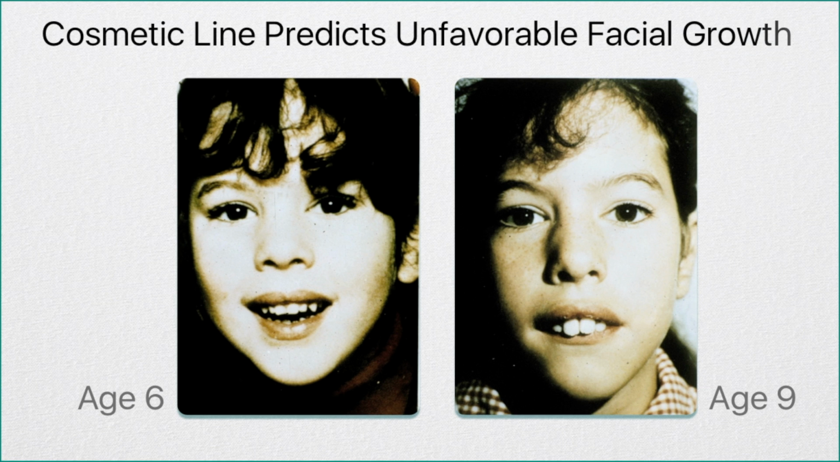You see a girl who's here at age 6, and she's kind of cute. By age 9, no one would really describe her as being cute. The trouble here is that this is completely predictable. Her face was not growing favorably, and in the 3 years that passed, it got less balanced dramatically. But this could have easily been predicted because this girl's cosmetic or indicator line measurement was probably 8 to 10 millimeters too high, indicating that the facial growth was not favorable.